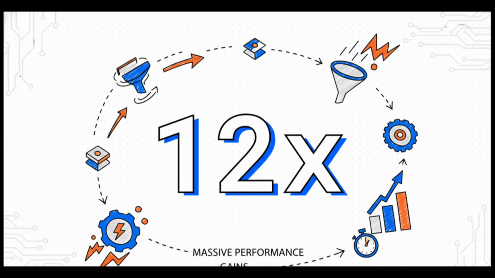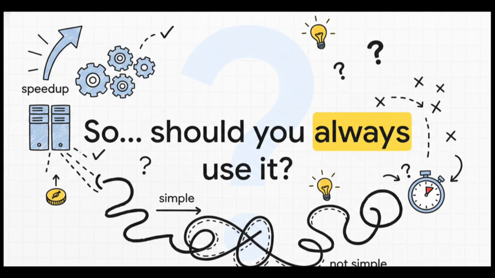The result? Well, as you can see here, you can get massive performance gains. We're talking up to 12 times faster in some cases. With a speed up like that, the obvious question is, why wouldn't you just flip the switch and use it for everything, right? Well, it's not quite that simple.